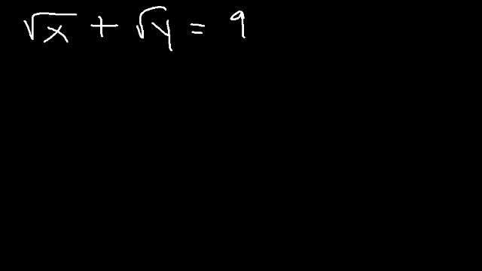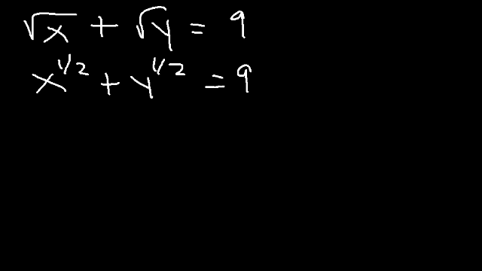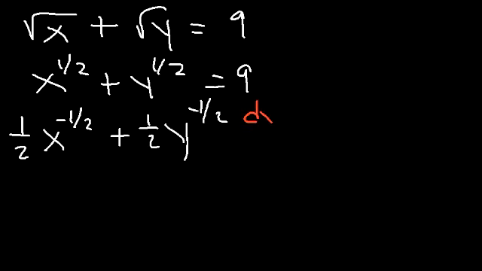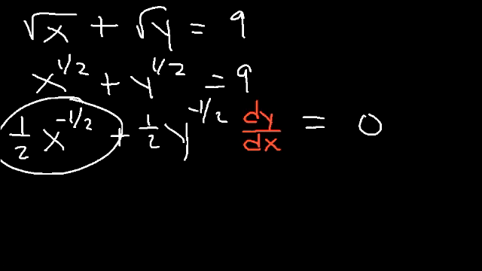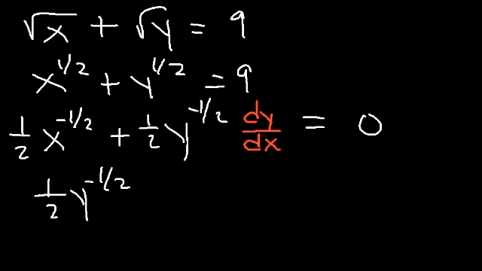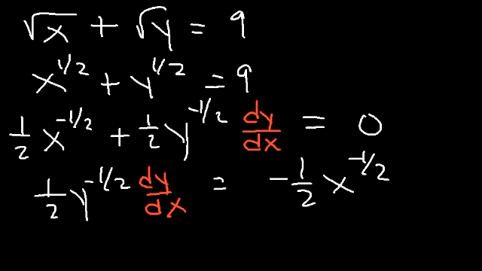So it's best to rewrite this equation as x to the 1/2 plus y to the 1/2 equals 9. So using the power rule, it's going to be 1 over 2 x to the minus half. And this is going to be 1 over 2 y to the minus half, but times dy/dx. And this is equal to the derivative of a constant, which is 0. So let's take this term and move it to the other side. So on the left, we still have this expression, but on the right, it's going to be negative 1/2 x to the minus half.